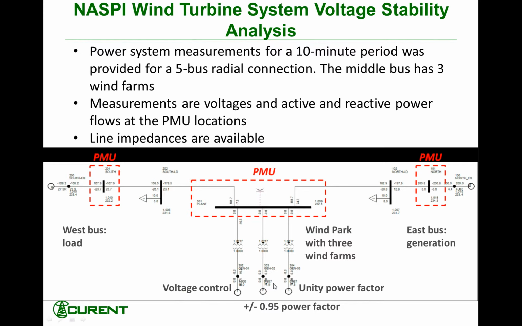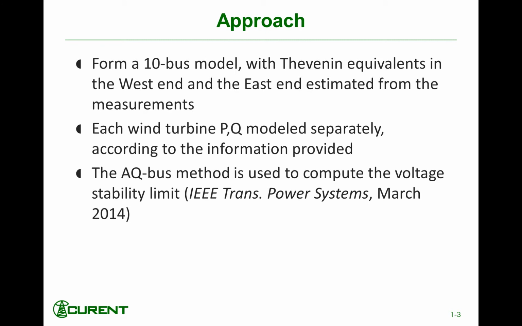On this slide, you can see the voltage stability problem, where the west end is the load bus, power generation comes from the east, and the 3 wind farms. The total measured output of the wind farms ranges from 0 to 300 megawatts. Voltage and power flow measurements of the system were provided. Our model includes the power system between the east and west ends and the 3 wind farms.